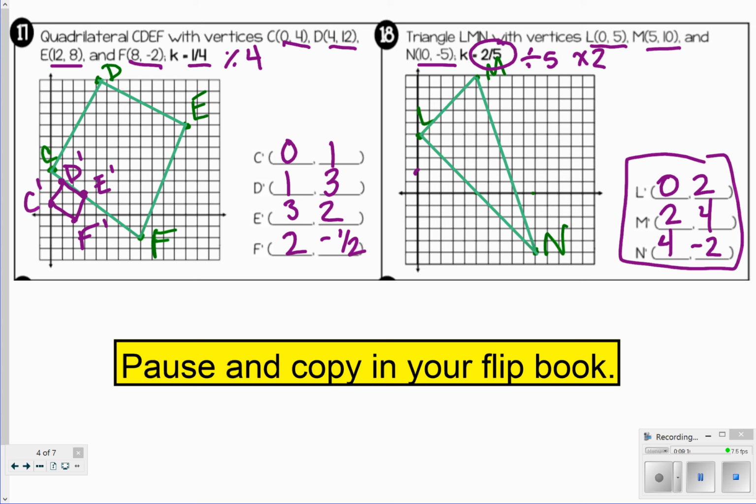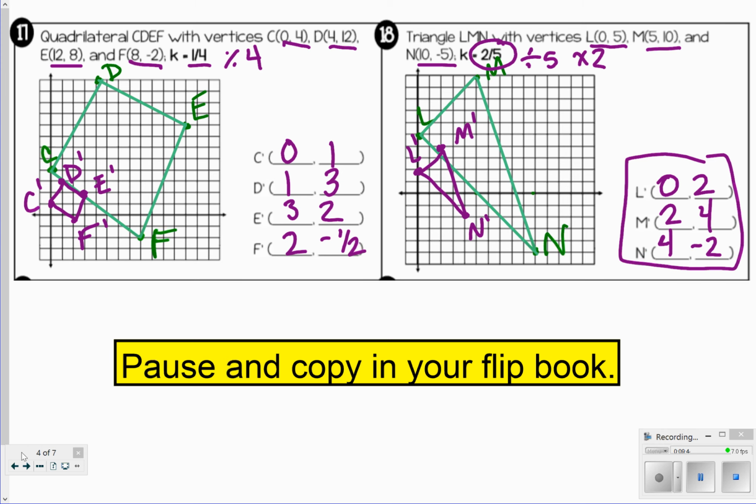(0, 2) for L prime, and (2 3/4, 1 1/2) for M prime, and (4, -2 3/4, 1 1/2) for N prime. And if we connect those, we see we have that triangle, and it is 2/5 the size of our pre-image. That's our new image. Very good.